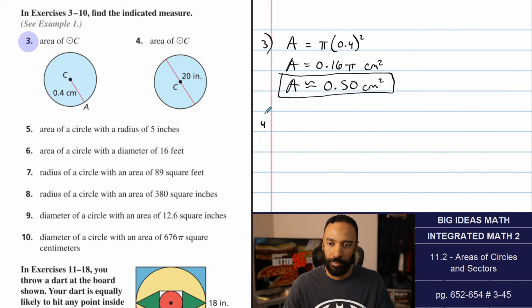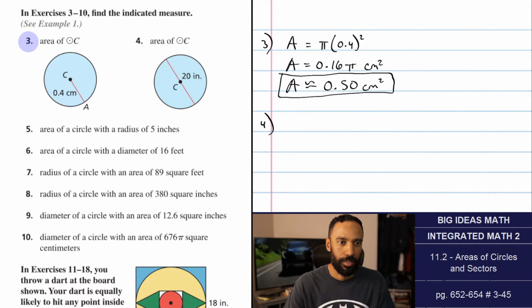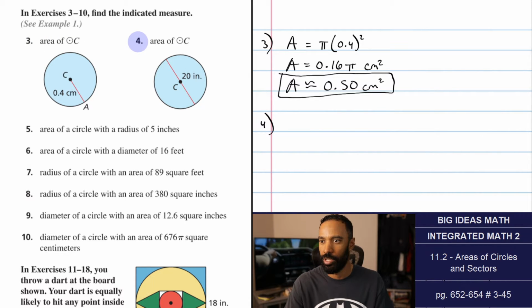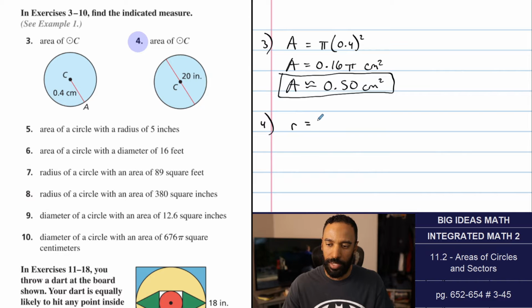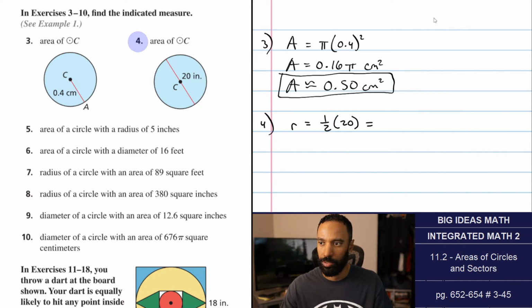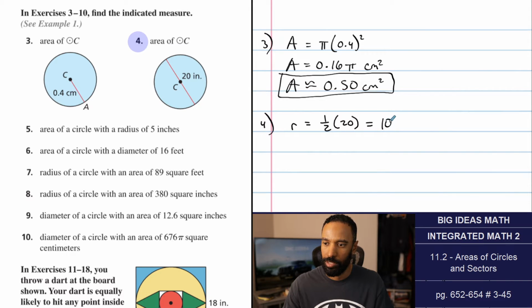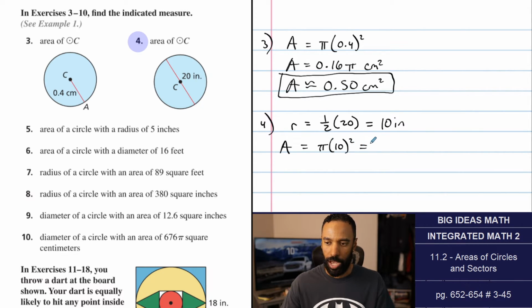Number 4. The area of circle C when the diameter is 20 inches. So the radius is half the diameter, which is 10 inches. So the area of this circle is pi times that radius squared, which is 100 pi square inches.